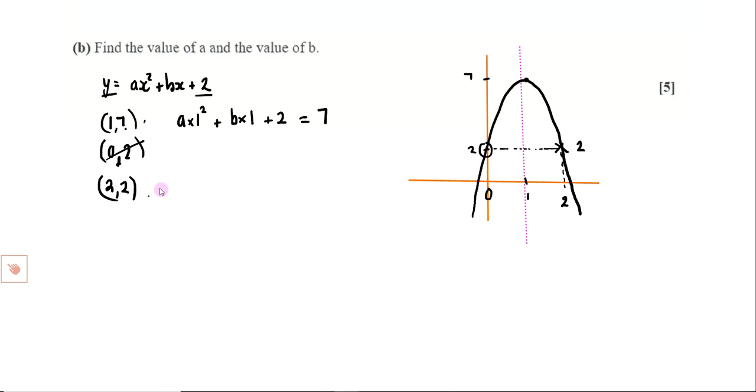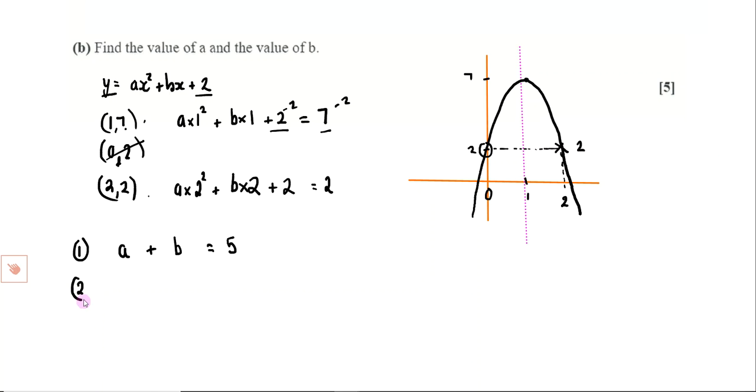So what's this one going to tell me? a multiplied by 2 squared plus b multiplied by 2 plus 2 equals 2. All the 2's. Right. But remember, we could simplify this. So my first equation, simplified, is going to equal what? Well, a multiplied by 1 squared is a, plus b. Now, do you remember we can simplify this? If we subtract 2 from both sides, we get that equals 5.